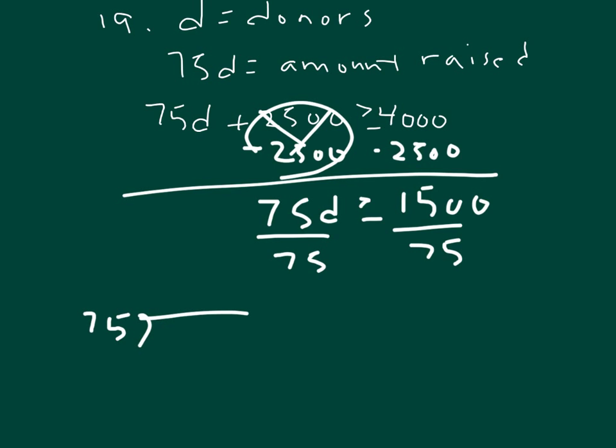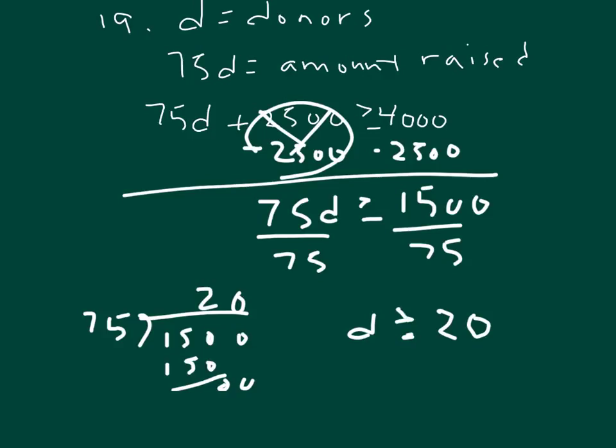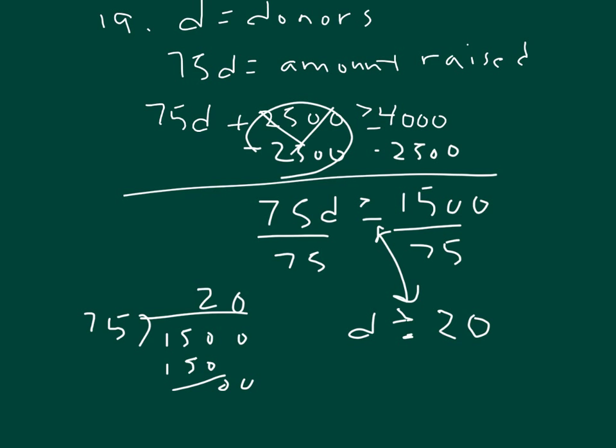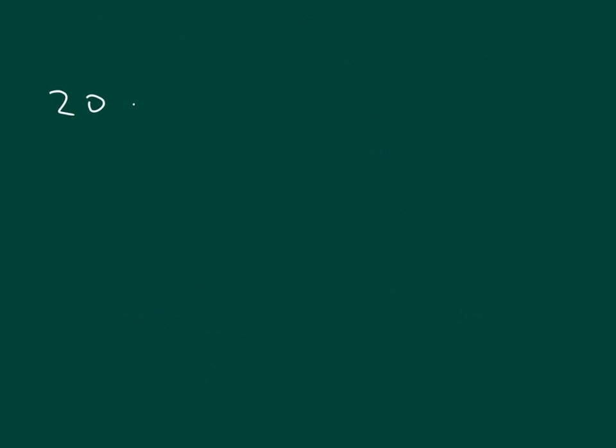I'll just take the time to do this down here. I can see what the answer is going to be. 75 doesn't go into 1 or 15, but it goes into 150 2 times evenly. So D has to be 20. Actually, I should say it's greater than or equal to 20. If he gets 20, he has enough money, but if he gets 21, he has an extra $75, and that's okay. He has to have at least 4,000, but he can have more. So it was important that that symbol stay the same all the way through solving this inequality.